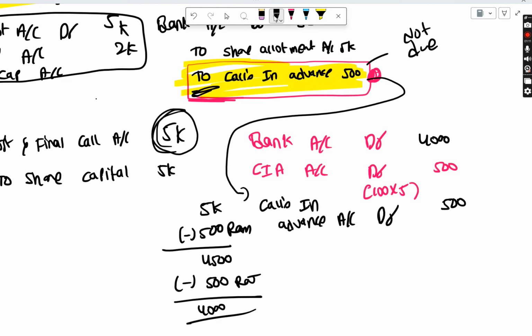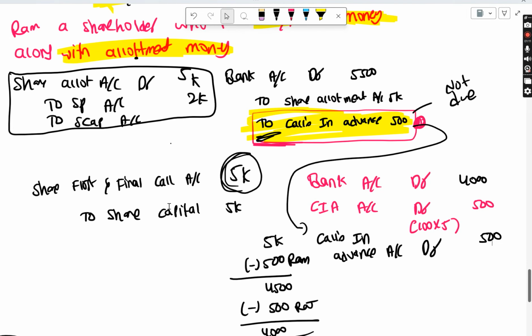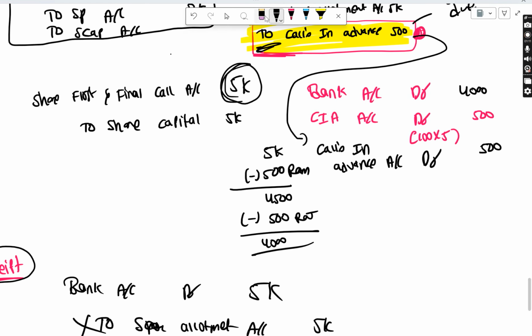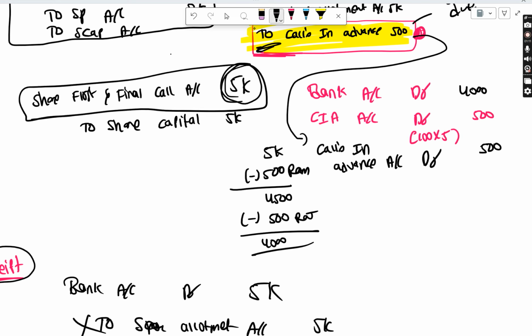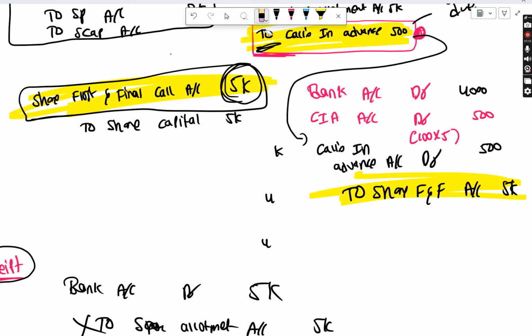Then what else? To share first and final call account with 5,000 rupees. That's it. Are both tallying or not? Here we have debited 5,000, so we should credit 5,000 to share first and final call account. Then this and this will get cancelled. I know it might be a little messy here, but did you guys understand? Yes, sir.